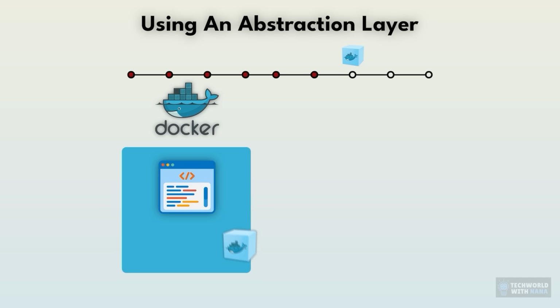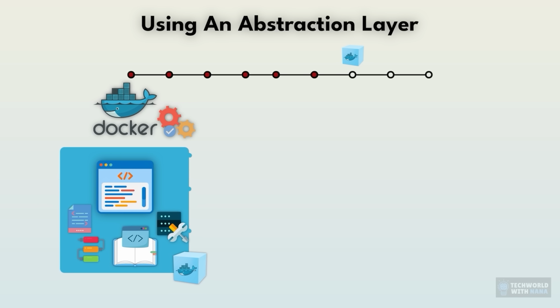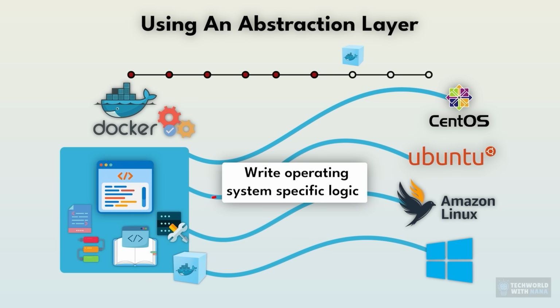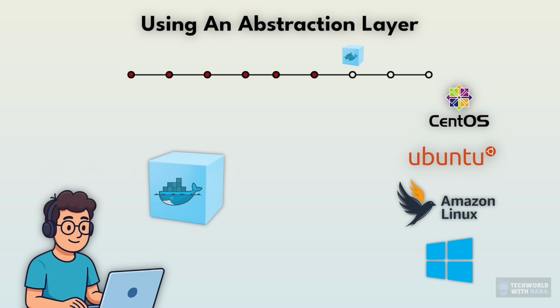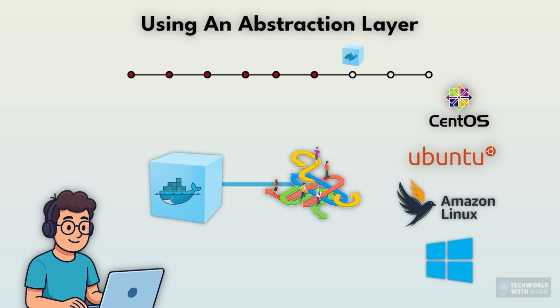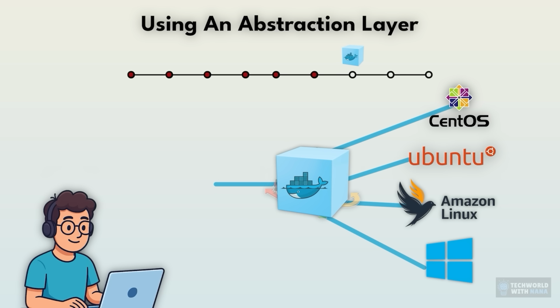And Docker created an abstraction because your application now runs inside a container, which is always the same. The container packages everything, your code, dependencies, libraries, configuration, and Docker handles making it work on different operating systems. You don't write operating system specific logic in your application anymore. You write your application once, package it in a container, and Docker handles the complexity of running it on Ubuntu, CentOS or any other OS. That's an abstraction layer. It hides the underlying complexity.